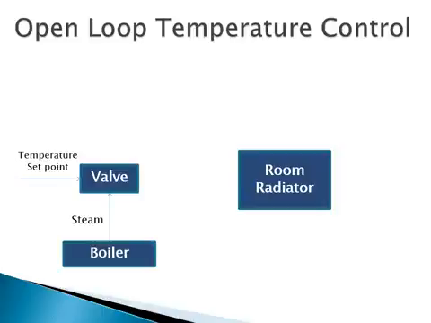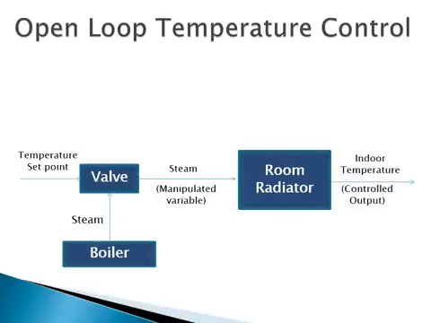Now, based on the input given by the user, the particular temperature would be set for the room. Based on this input received, the valve would control the amount of steam flowing into the radiator, and based on this steam received in the radiator, the temperature can be achieved in the room. Apart from this, there can be various disturbances in the radiator arising because of the outside temperature or the surrounding environment.